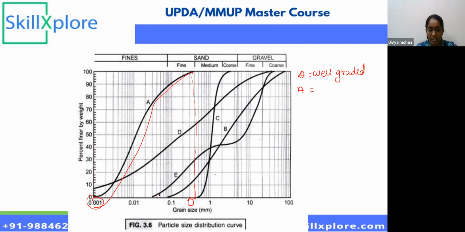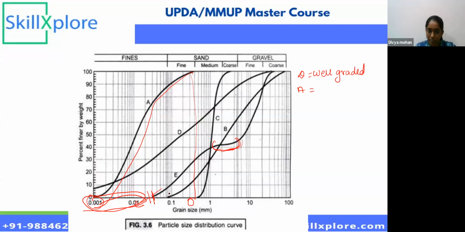Let's see E. E is completely devoid of fines. It is not having any fines. It starts from the coarse range and goes to coarse grained soil, and it is also somewhat gap graded. This portion does not have any soil particles, hence it is gap graded.